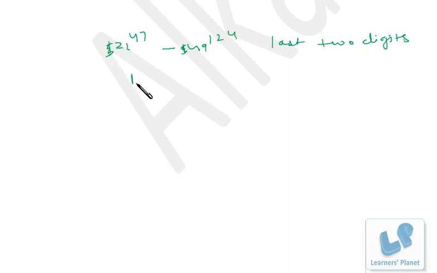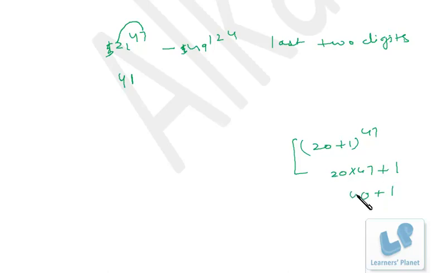So the unit digit will be 1 only, and the tens digit will be 7 into 2, 14, that means it will be 4, right? And how it will be, I have already discussed. It's 20 plus 1 raised to 47. So it's 20 into 47 plus 1, right? So that's 1, and plus 0, and 2 sevens are 14. So this is 40 plus 1, 41, right? So if you know this logic, you can directly apply it.